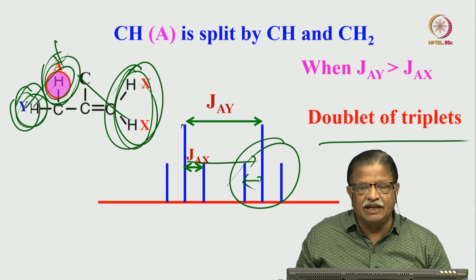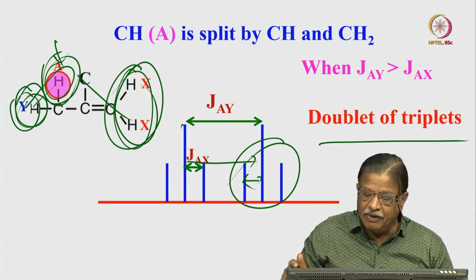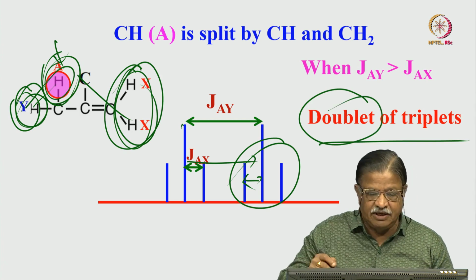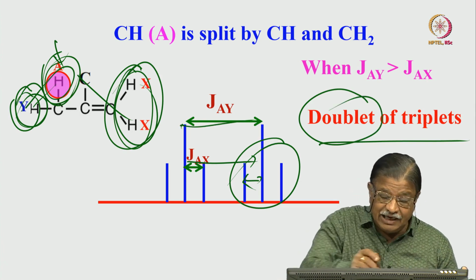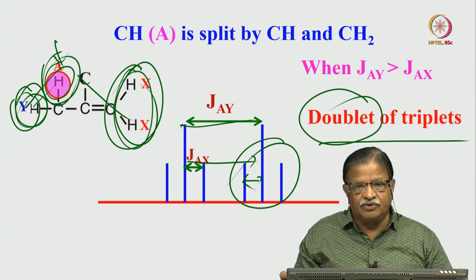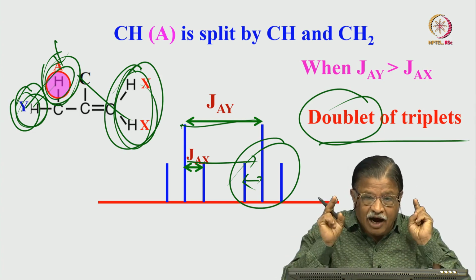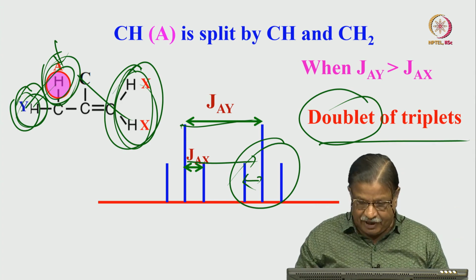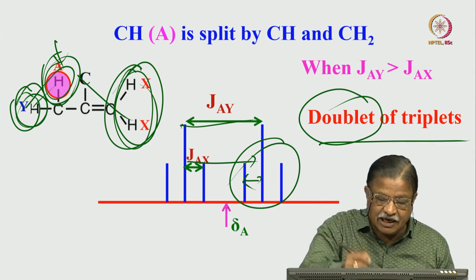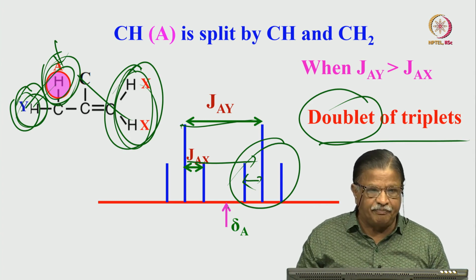Always, when you are putting the nomenclature like this, we have to mention the largest coupling first. First, the largest coupling is a doublet, that strength is larger, and then each line is split further into triplets. So, remember how you mention this nomenclature? It is called a doublet of triplets, okay. And the center of this corresponds to the chemical shift of this proton A.